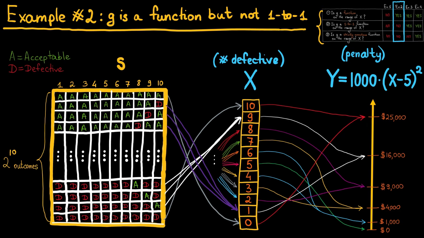Let's point out one thing, that when x takes on the value 10 or 0, both of those values, 10 and 0, are mapped to the exact same value of y. We will later say that such a function g is not one-to-one on the support of random variable x, but it is perfectly fine as a function, right? And as of now, we're only asking if g is a function, and it is a function.